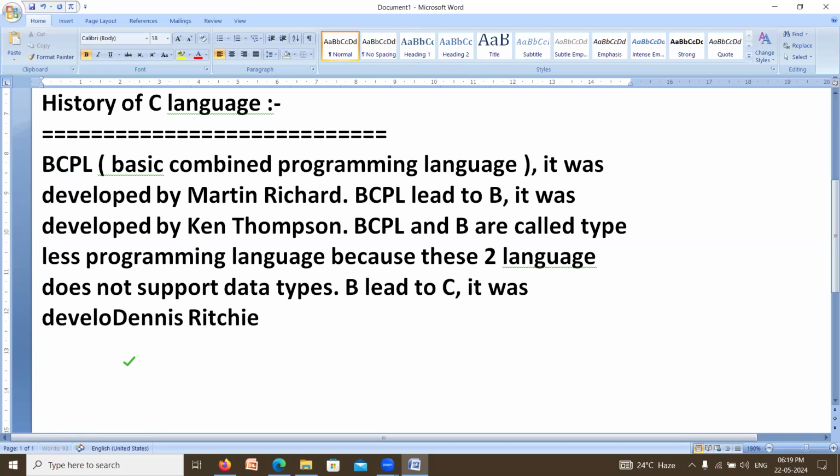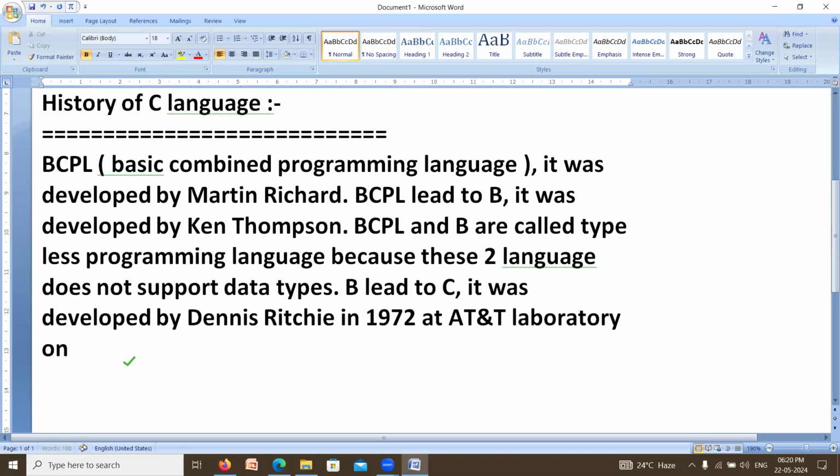It was developed by Dennis Ritchie in the year 1972 at a laboratory. The laboratory name is AT&T. It was on one computer which had the Unix operating system. I already told you Multics, Unix, Linux. So Unix is the operating system on that machine.